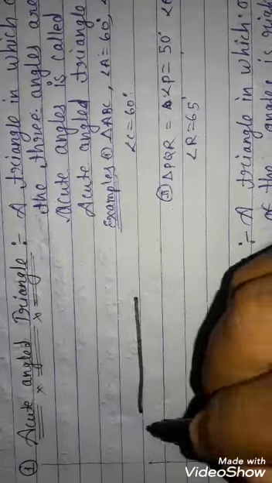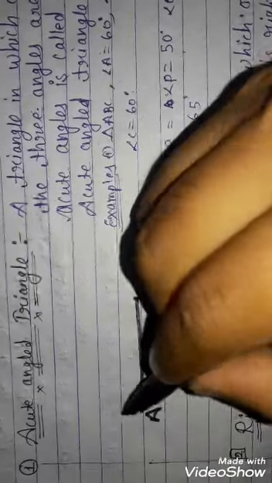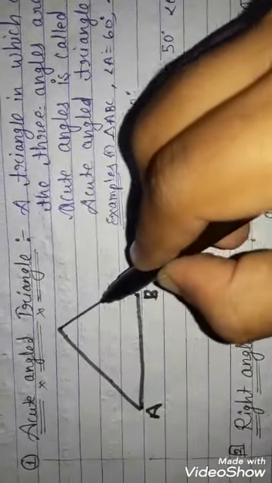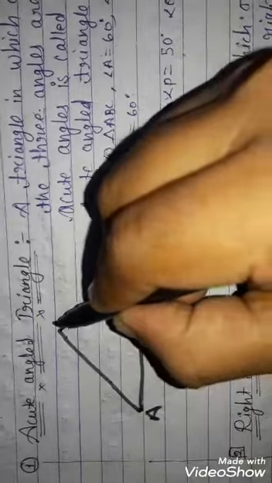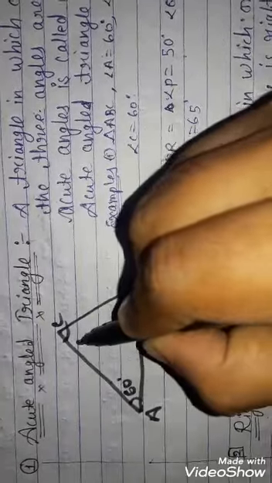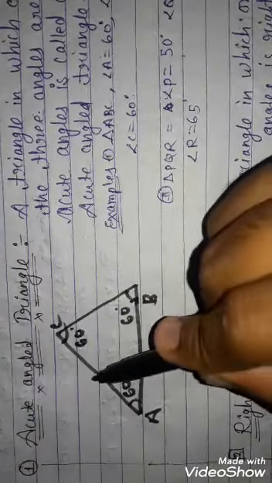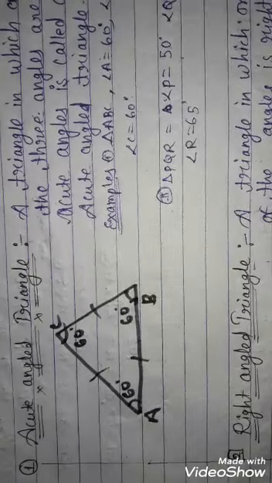I am drawing without measuring, but in acute angle form. First draw line segment AB, and this one is C. This one is 60 degrees, this one also 60 degrees, and this one also 60 degrees. All angles are equal, so their sides are also equal.